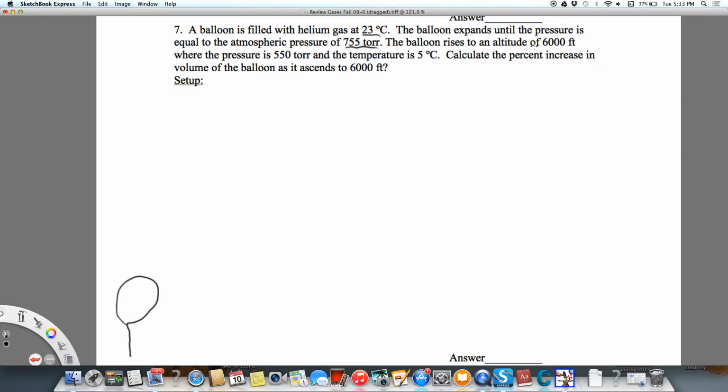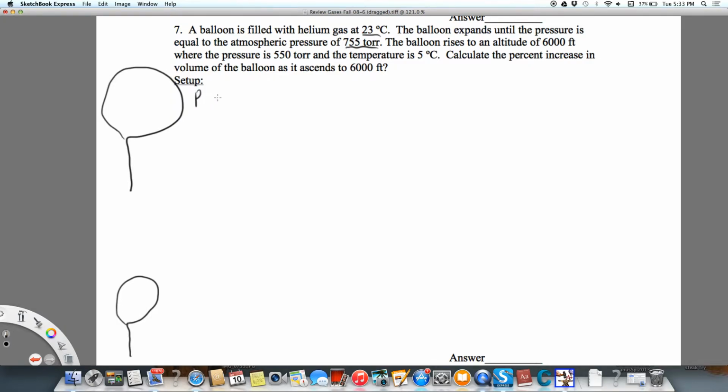and it says it rises to an altitude of 6,000 feet, and as you can guess, it's going to expand. Okay? The altitude really doesn't matter, it's just that we're interested in that it expanded. And here the pressure is 550 torr and temperature is 5 degrees Celsius.